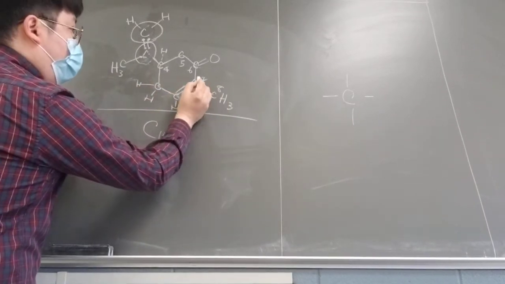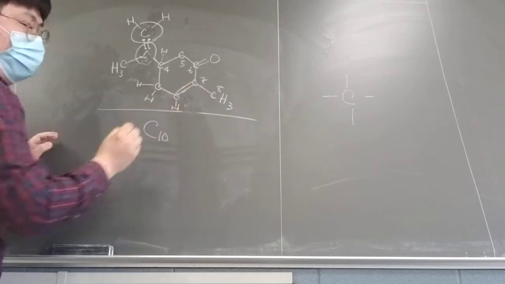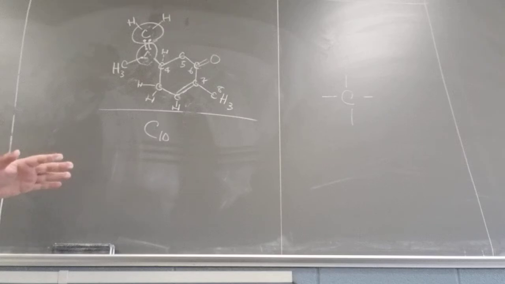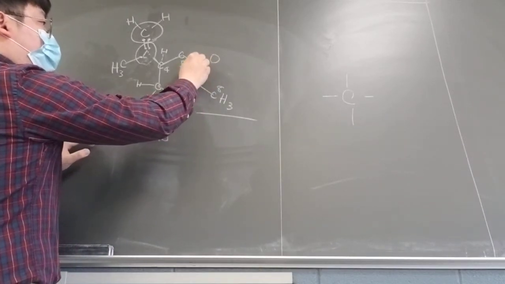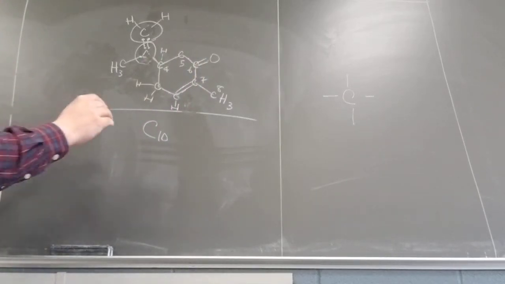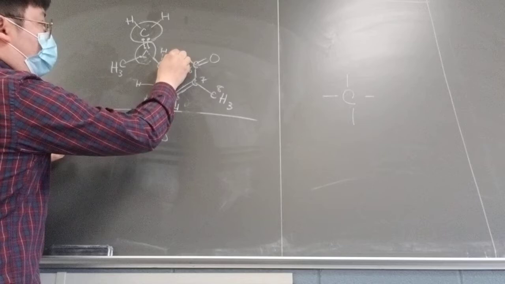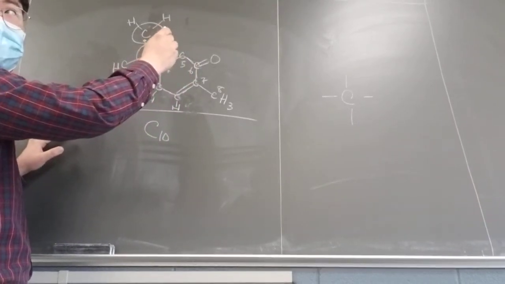And this carbon has 1, 2, 3, 4, so no hydrogen needed there. And here will be 1, 2, 3, 4. No hydrogen will be there. How about this one? 1, 2. So how many hydrogens will it be? 2. Perfect.